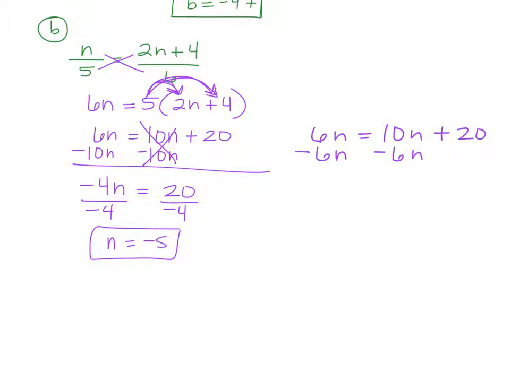Take away the 6n. Okay, here's what you have to realize when you do this. What's 6n minus 6n? 0. You have to put that 0 in because there's nothing else on that side of the equation. Okay, that's where people make the mistake. So 10n minus 6n is 4n plus 20. So now where do you solve from this?